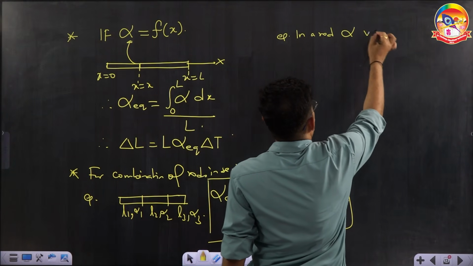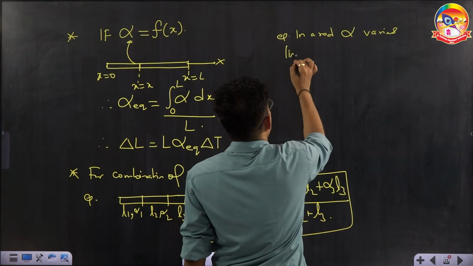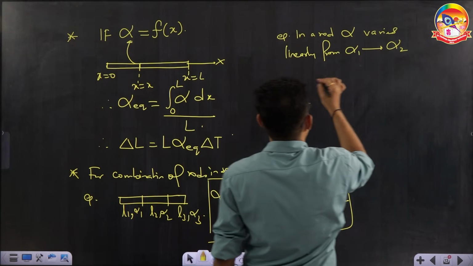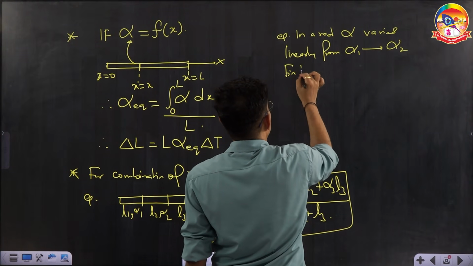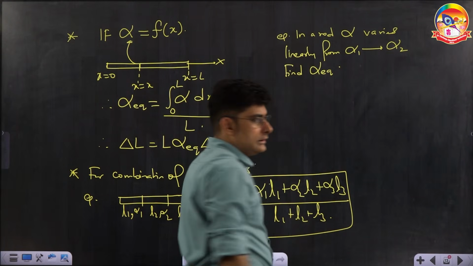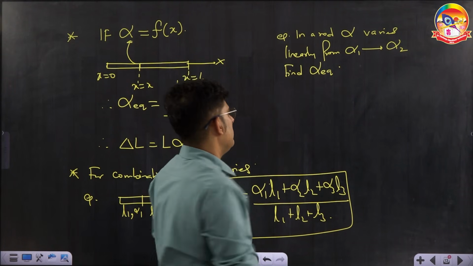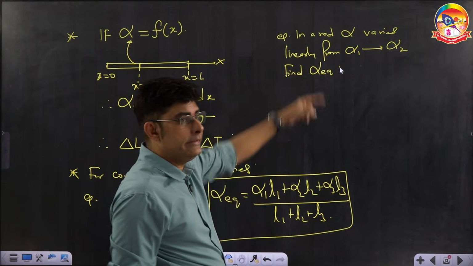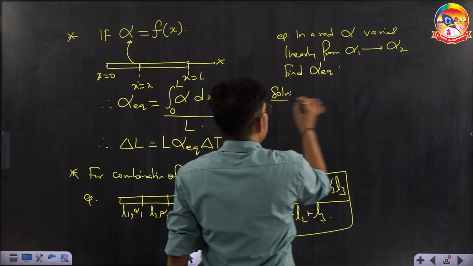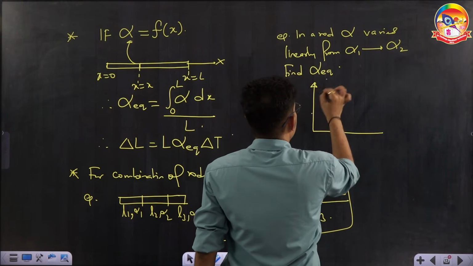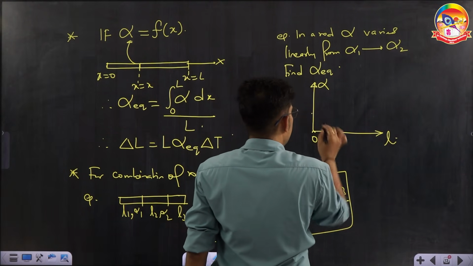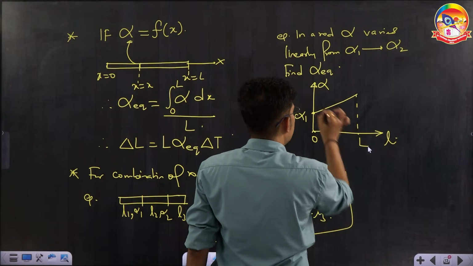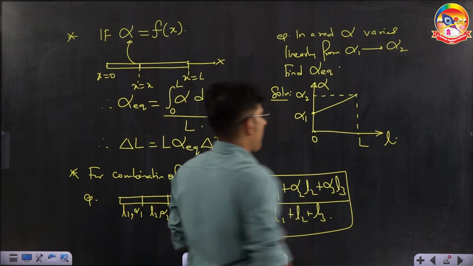In a rod, alpha varies linearly from alpha 1 to alpha 2. Find alpha equivalent. So if they ask what is alpha equivalent, alpha equivalent is integration alpha dx. Now they have said that alpha varies linearly, so we can directly solve by one simple method, which is a graph. If you see alpha versus length, they have given that it is varying linearly. So suppose here it is alpha 1, and when the length becomes L, this becomes alpha 2, right?